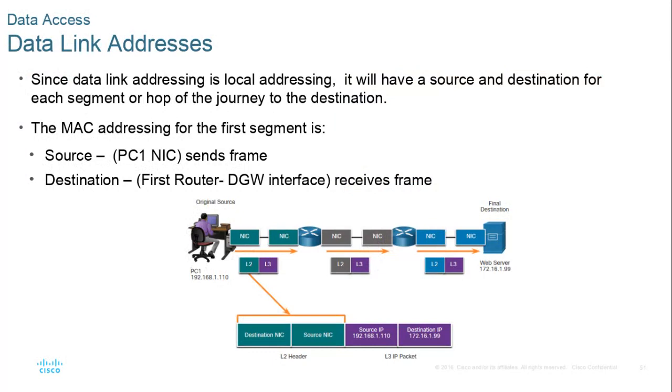So since data link addressing is local only, there will be a local source and destination only. If I want to transition to the next local network, it's going to pass through a router and it'll give it new layer 2 addresses. And then it'll go to the third network and it'll get a third set of new layer 2 addresses.